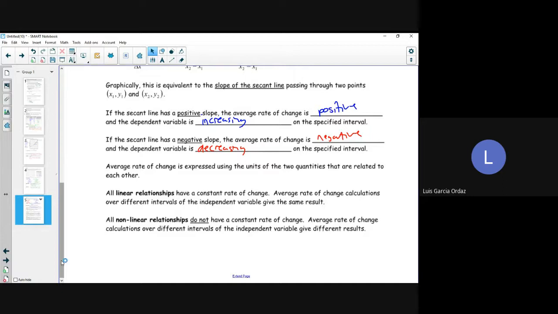Okay, so that's it for lesson 8.1. We just talked about average rate of change and how different things change over time. If it's linear, it's constant. If it's non-linear, the average rates of change are different.